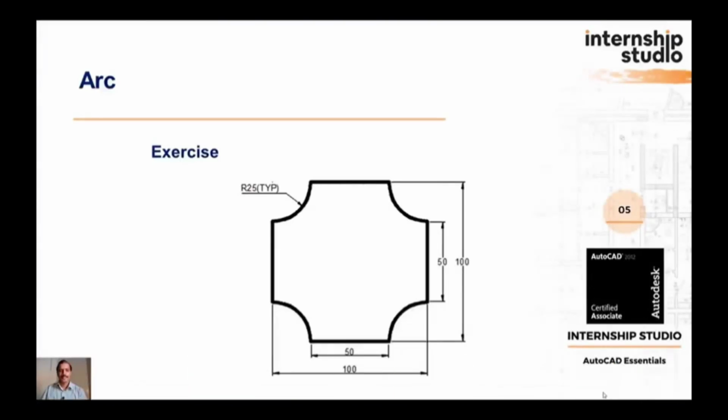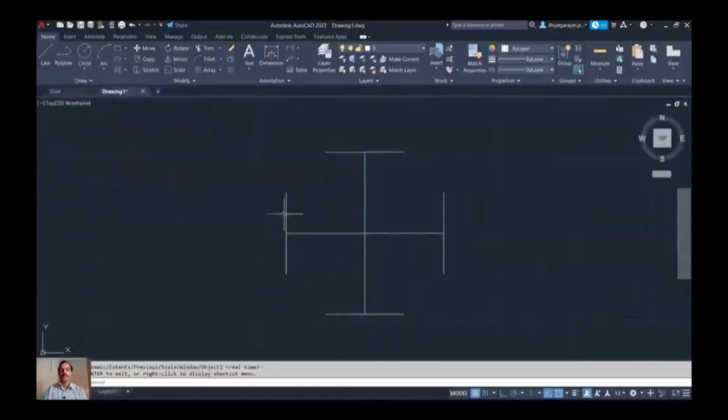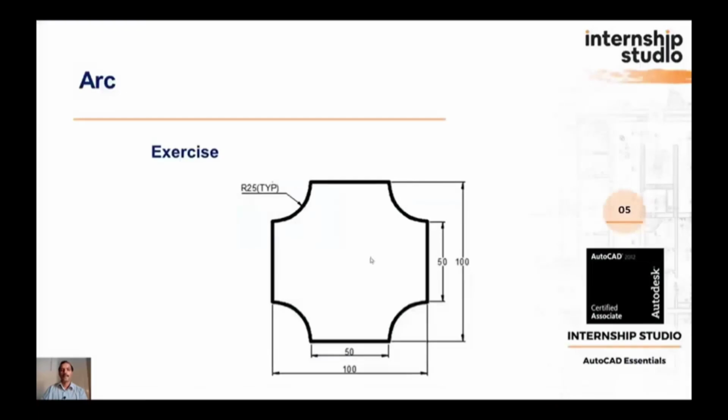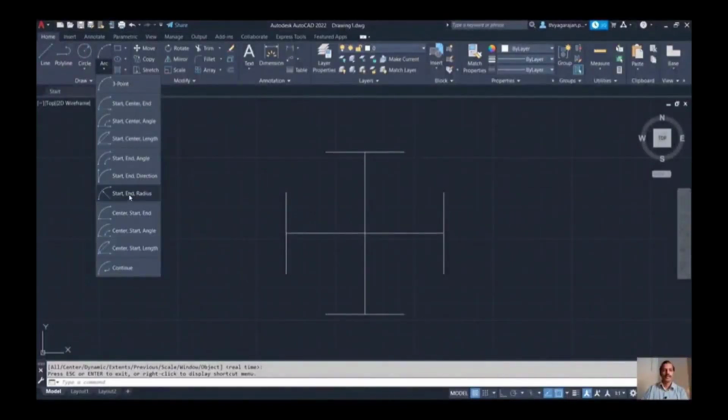Let us try this example. The total length and width of the object is 100 mm by 100 mm. So let me first draw these lines. Once you draw the lines, you can construct this arc with a radius of 25. I constructed the lines first. Now I'm going to draw this arc. So I can use start, end, radius.